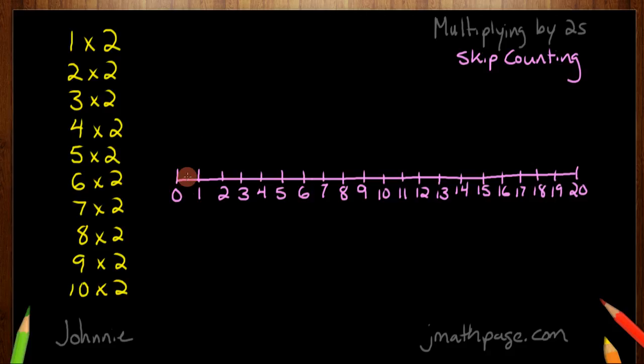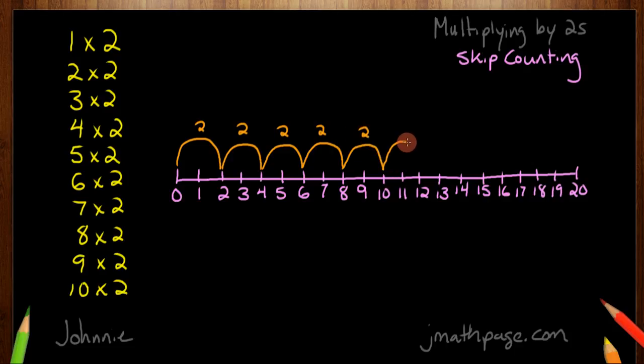Let's make this a picture to help ourselves understand it better. So let's start at 0. If I have no 2's, I have 0. If I have 1, 2, I've skip counted to 1, 2. If I want to skip count again, I skip 3, and I go to 4. Skipping from 4, past the 5, I get to 6. 6 past 7, to 8. 8 past 9, to get to 10.